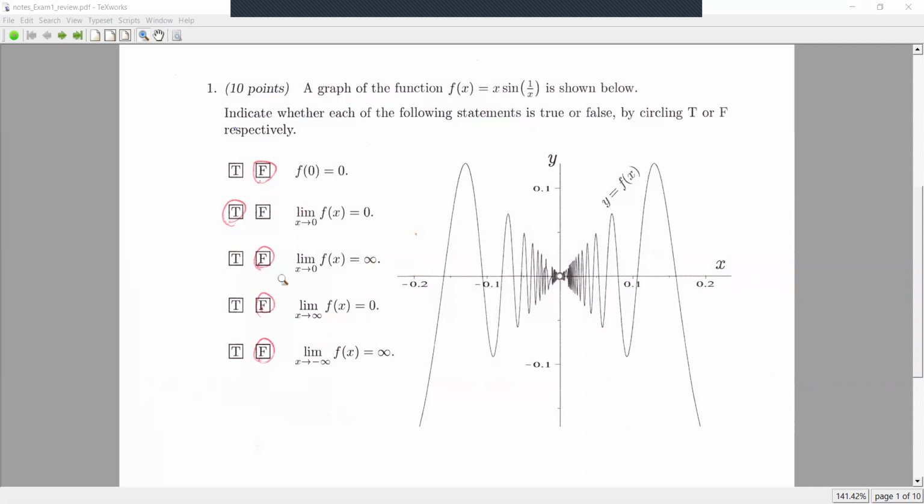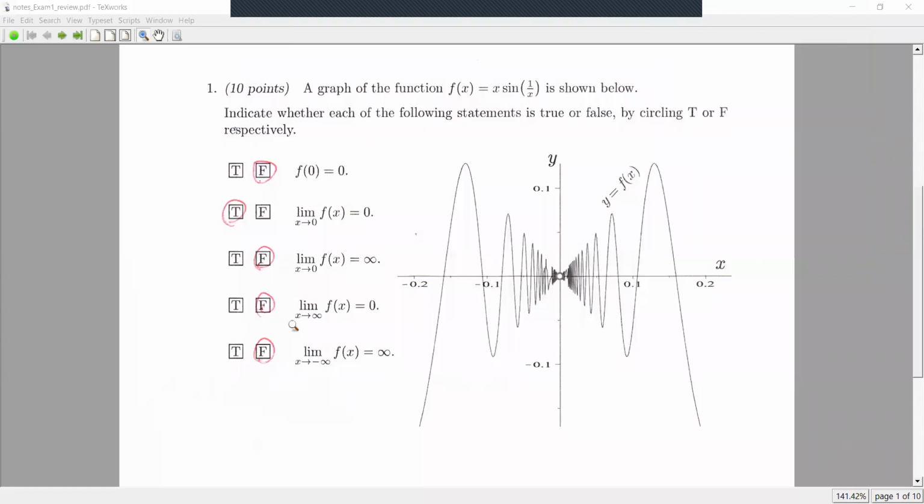Statement 3. As x approaches 0, function approaches infinity. False. From statement 2, we know that as x approaches 0, function approaches 0, rather than approaches infinity.